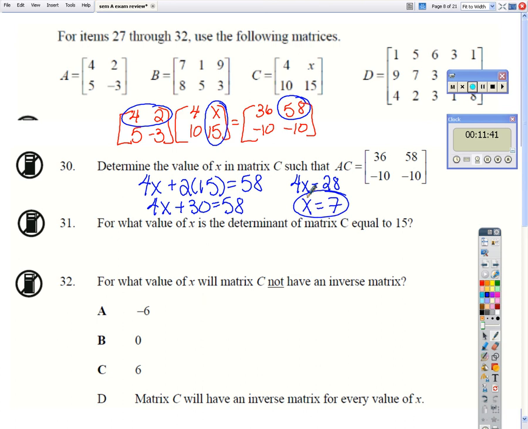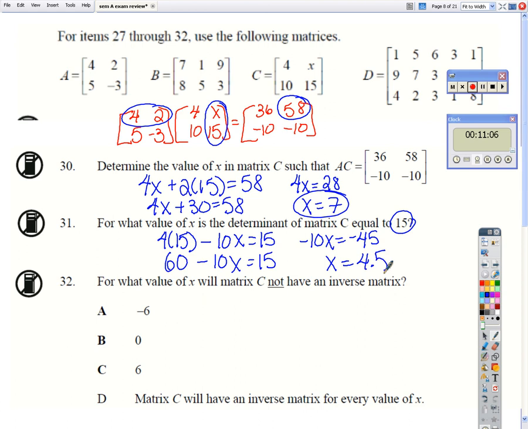The determinant we get by multiplying the diagonal and then subtracting the other diagonal multiplied. So 4 times 15 minus 10x. Now, it's a non-calculator question, so we have to know what 4 times 15 is. Oh, sorry, I forgot to set it equal to the number they're giving us. I'm going to subtract the 60 to the other side and divide by negative 10, so we get x is 4.5.